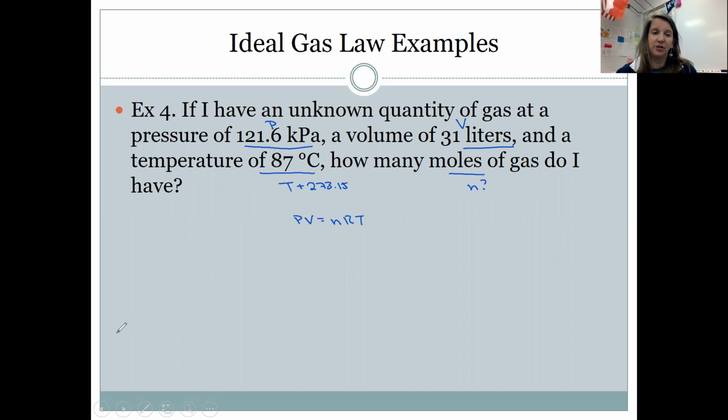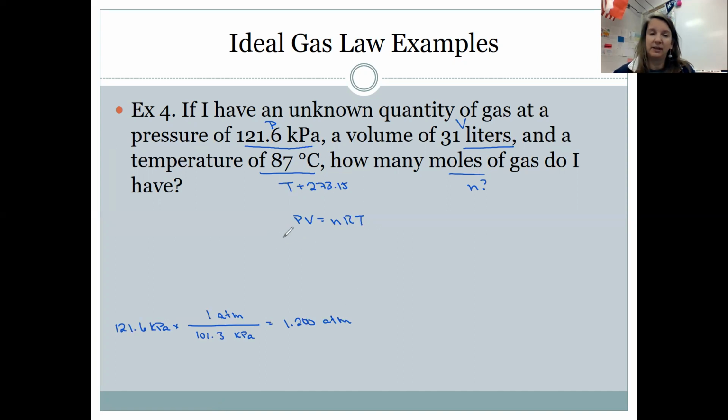What are you going to have to do before you can use PV equals nRT? You have to convert your pressure into atmospheres. So look at your reference chart so you can see what the constant is for kPa. And that's going to be 101.3. That's 1 atmosphere on the top. So I just divide those two things together. And I get 1.200 atmospheres.